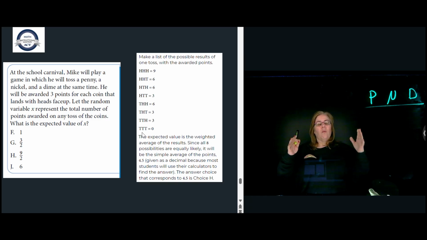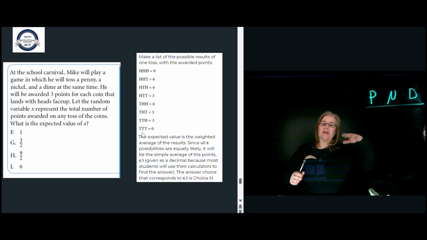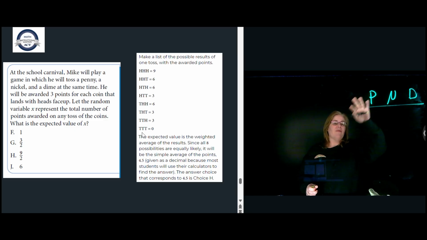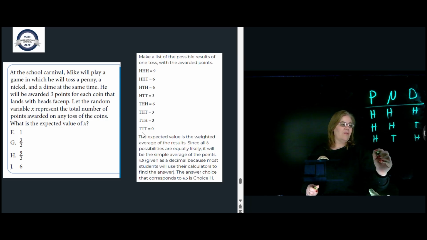Now, there's loads of ways that we could do this. We can do different formulas and we can look at this and that, but to me, the easiest way is to just show what the tosses are. So, I have 3 coins. I can get a head, and a head. I can get a head, and a tail. I can get a head, a tail, and a head.